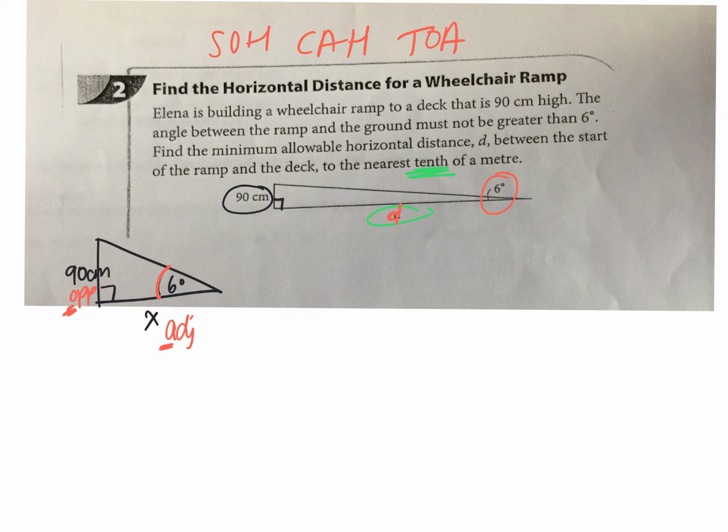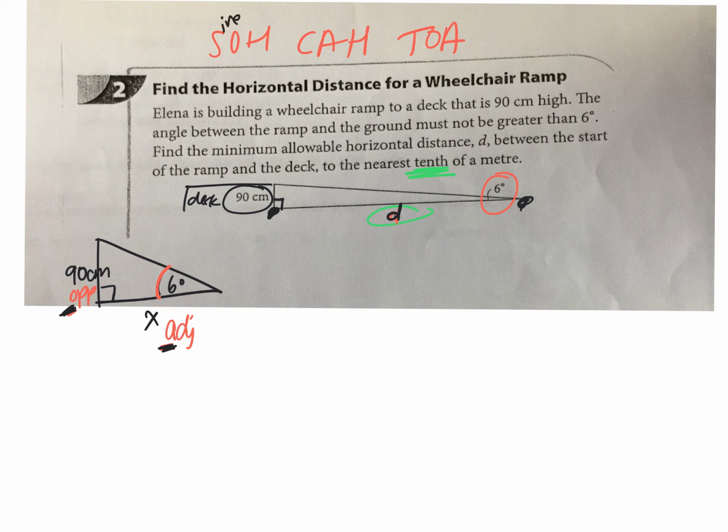They tell you in the question, they want to know the distance from here to here, so I just called that X. The distance from the start of the ramp, so here, to the deck. This is where the deck is. So to here. Okay, so we're working with opposite and adjacent.